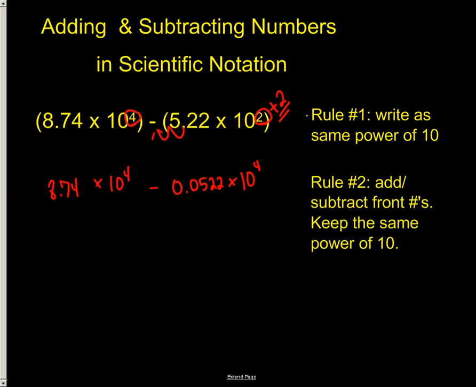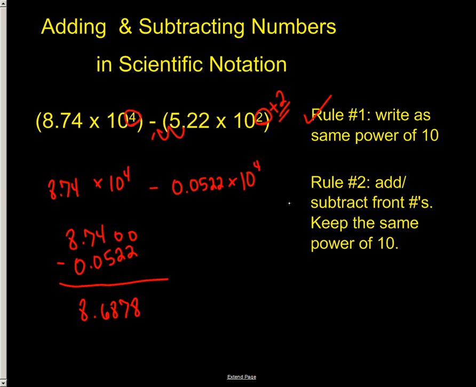So what's going on? I'm done with rule number 1. We now have the same power of 10. Rule number 2, add or subtract the front numbers. Since we're subtracting in this problem, we're going to subtract the front numbers. Line up your decimals. If you need to, put some zeros in there for the placeholders. After you work this whole thing out, it's going to be, let's see, 8.6878.